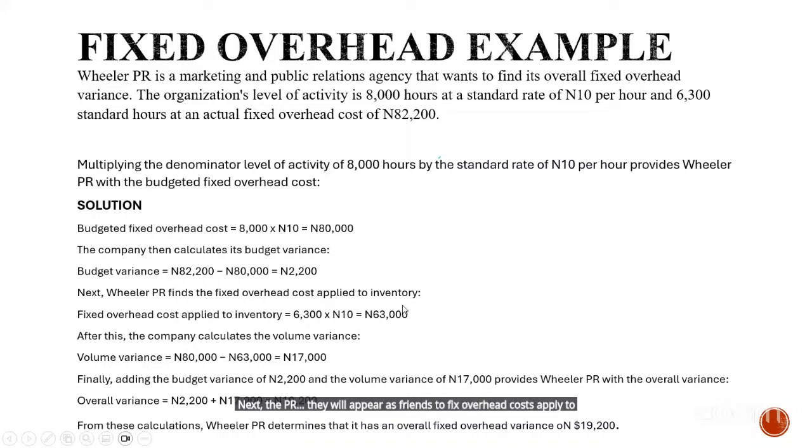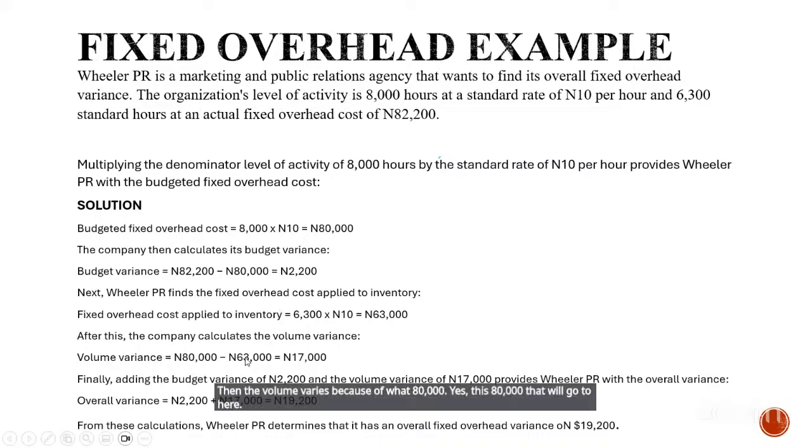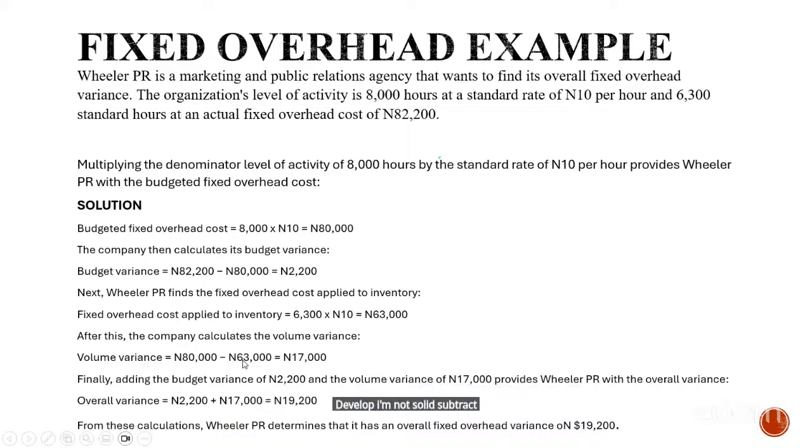These are the formulas that we're using. The fixed overhead cost applied to inventory equals the 6,300 standard hours multiplied by the standard price of 10 naira. That will give us 63,000. Then the volume variance equals 80,000, the figure we got here, minus 63,000, which gives you 17,000 naira.